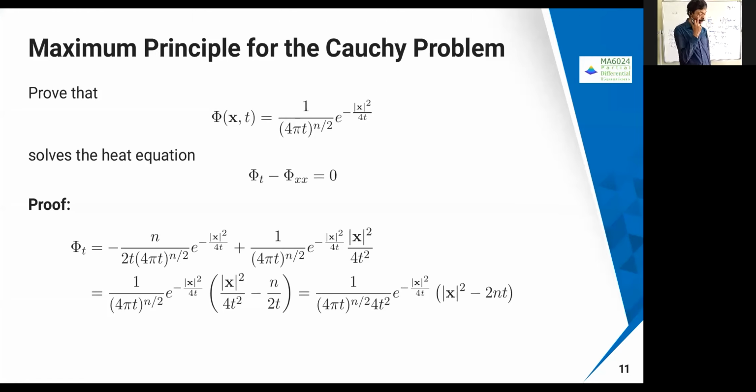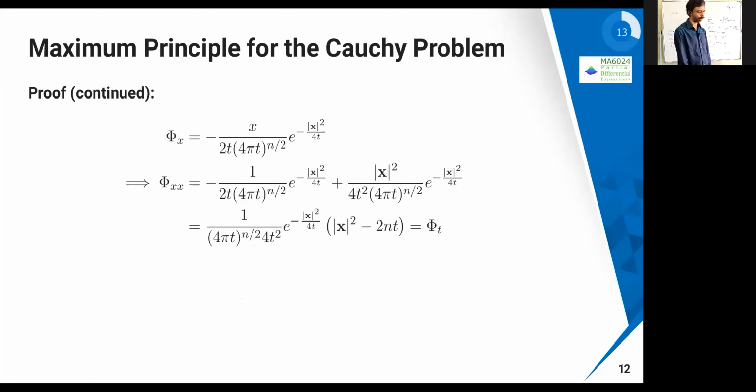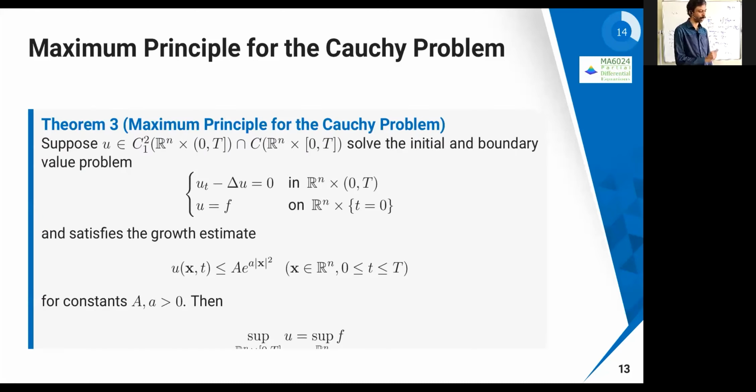This one we were already supposed to say in the previous one. Phi of x comma t is also a solution of the heat equation; you can just claim it by finding phi_t and phi_xx. Then you can do that as self-reading. I'm just skipping it. Also, this theorem I'm leaving as self-reading.